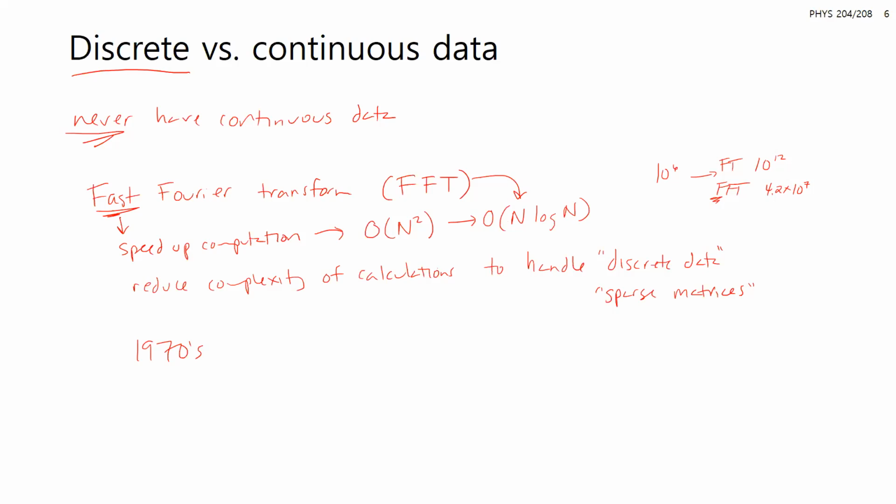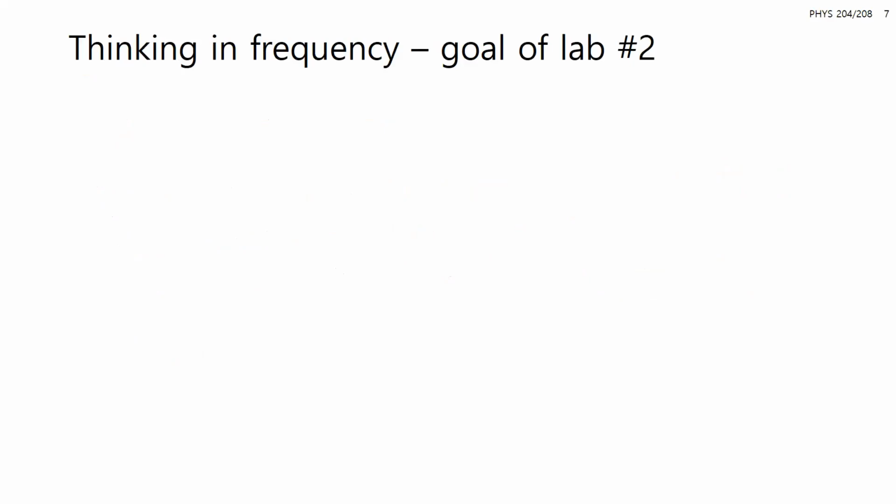And some of the aspects of working with discrete data. We're going to keep talking about discrete data, but also thinking in terms of frequency, which is going to be the goal of Lab 2 and what you're going to be working with. How your data is represented, because it's discrete, will have some differences. So this will change the amplitude that you see.